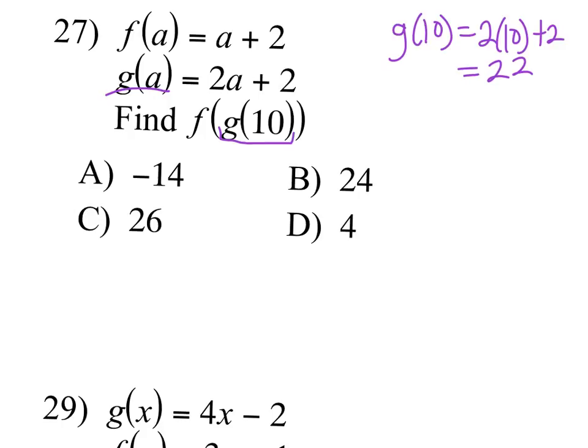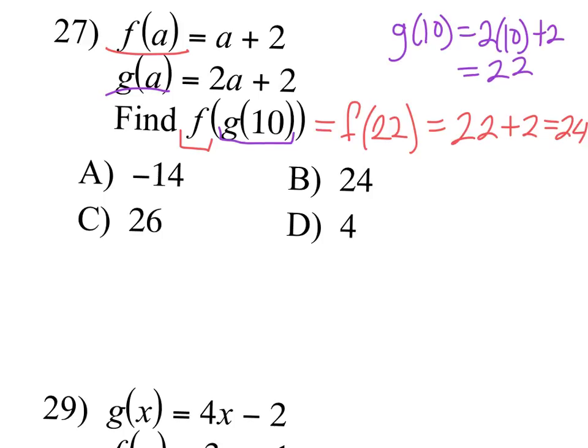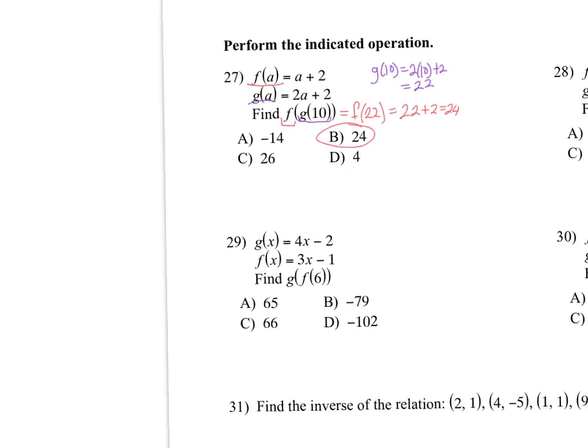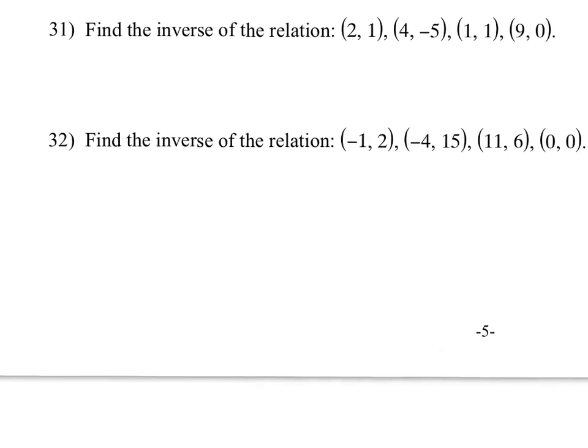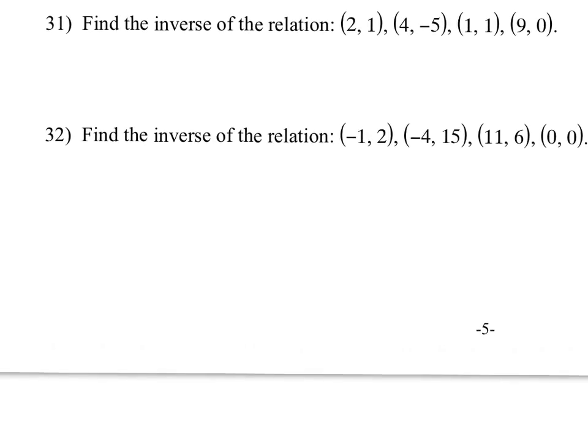Okay? Now I'm going to use that in the function f. So f of g of 10 is the same as f of 22. So f of 22, now I'm going to use the function f. Is going to be 22 plus 2, which is 24. That happens to be choice B. Going to scroll down a little bit, and we're going to look at 31, which is based on finding an inverse relation. I'd like us to recall that inverses are where we switch our x and y.